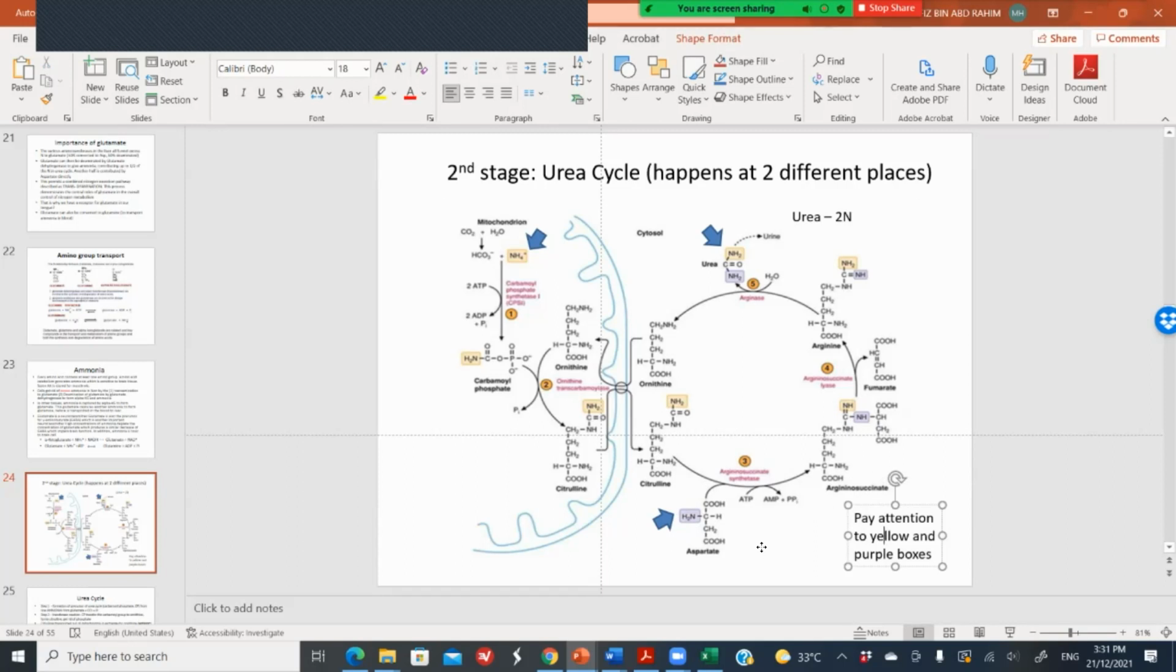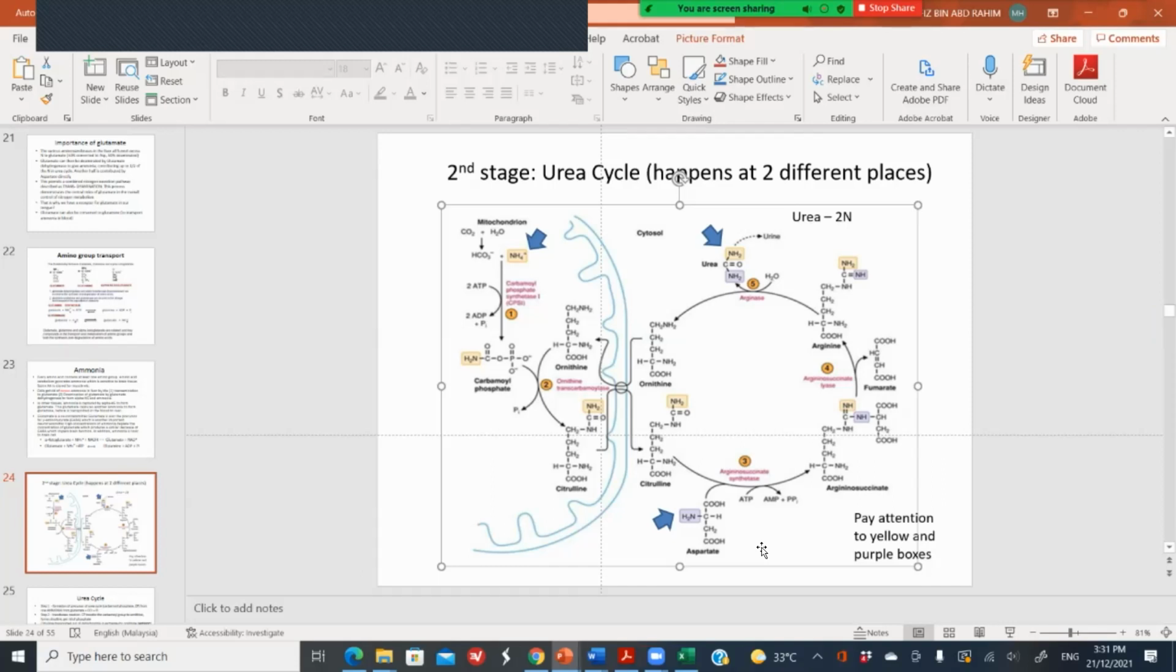Nampak. Okay, so kan tadi saya cakap 50% of the ammonia ataupun nitrogen comes from glutamate, another 50% comes from aspartate. So inilah prosesnya, satu ammonia datang daripada glutamate, another one ammonia comes from aspartate. So 50% each lah. So now kita ada this molecule that contains two nitrogen. And then this molecule will break down into two components, which is fumarate and arginine.